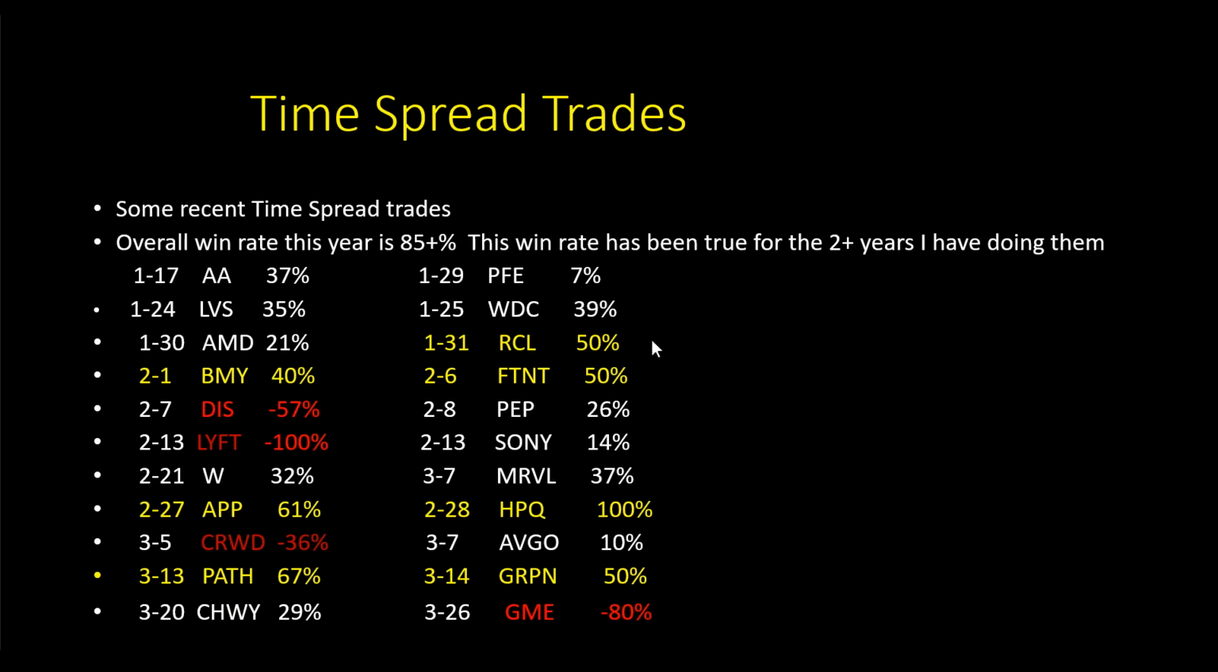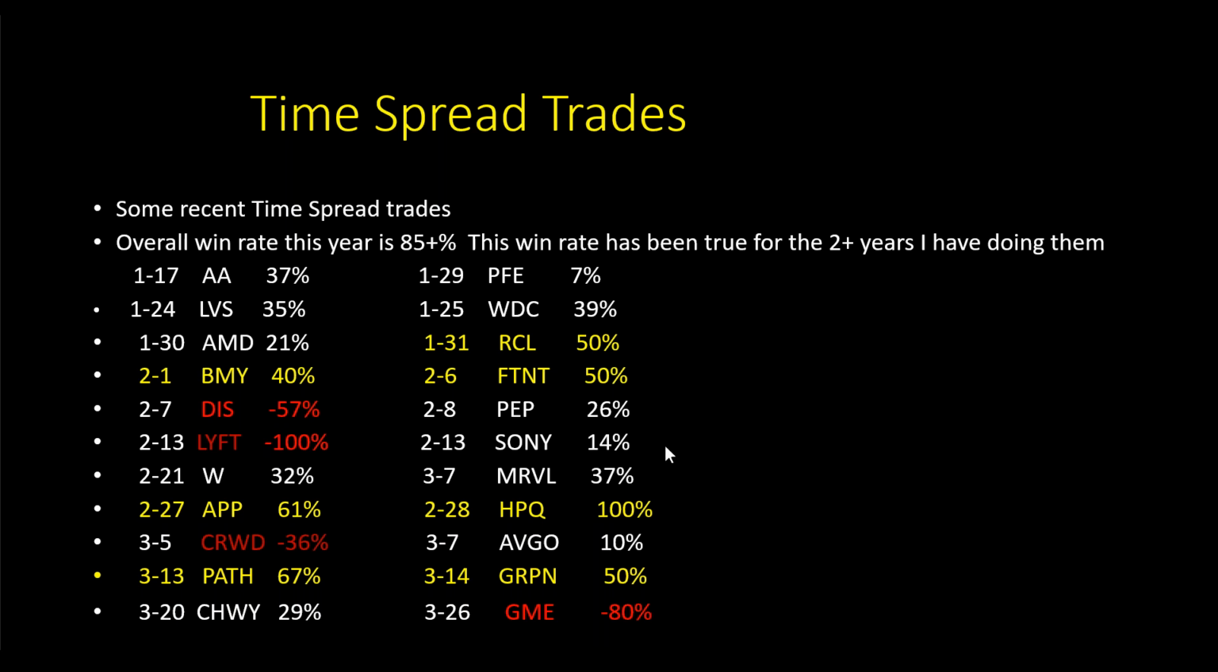So I've identified the time spread trades that we've taken. The yellow is the ones that are over 40%. Most of them are over 50%. So you can see we had HPQ for 100% gain here. We had CRWD for a 36% loss, but we had BMY 40%, 50% in RCL, Fortinet, FTNT at 50%, Groupon 50, PATH 67%, and the rest in white are standard time spread trades that we took but didn't get to the 40% level. You can see they're clustered over earnings season. Obviously, this is January through March here.